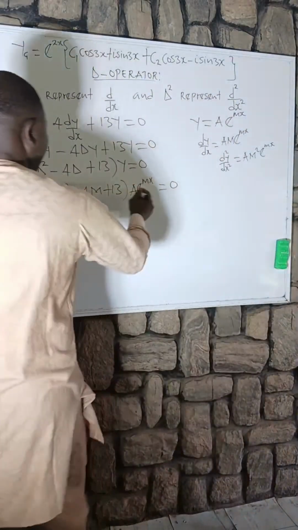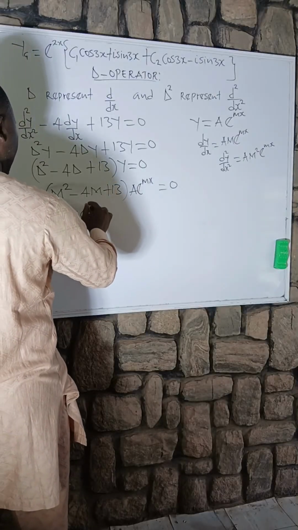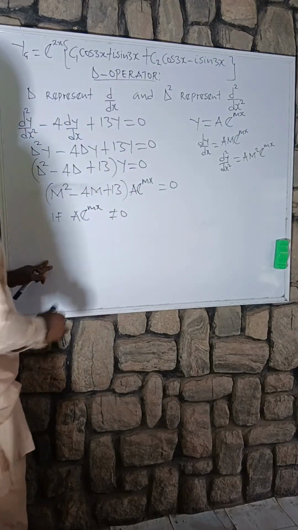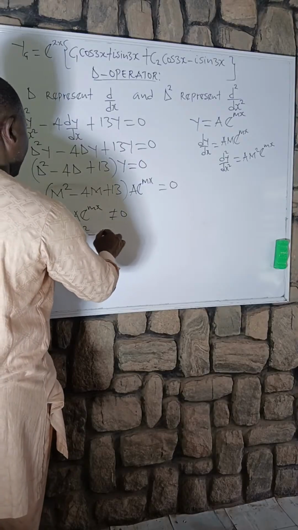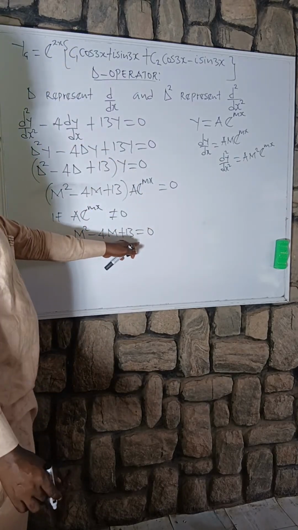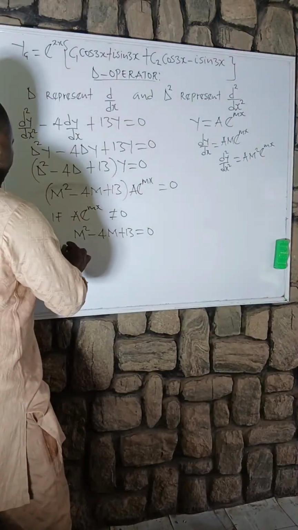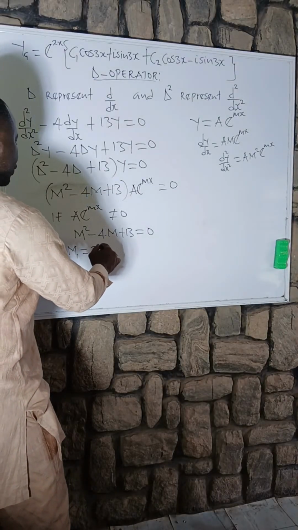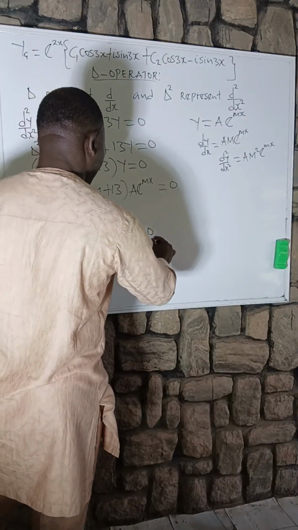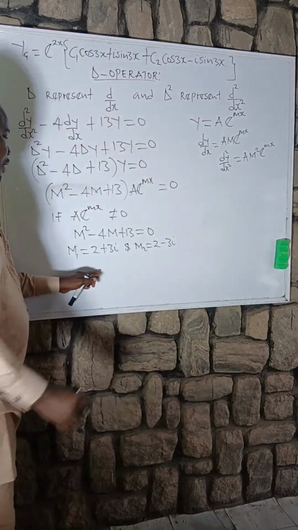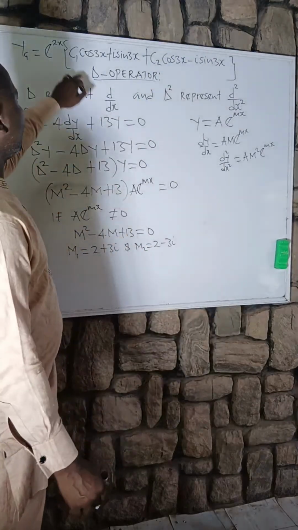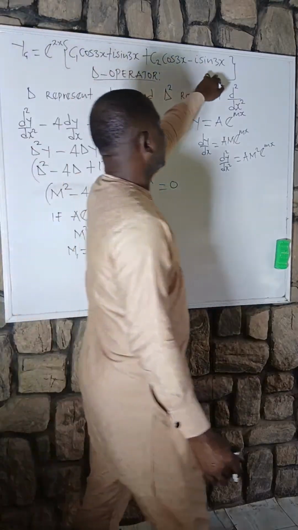Because at the end of the day, if a exponential mx is not equal to 0, it means this is your auxiliary equation. The auxiliary equation will now be m squared minus 4m plus 13 equals to 0. So at the end of the day, your m1 will be equal to 2 plus 3i, and m2, we have solved it before, equals 2 minus 3i. And these are complex roots. And for complex roots, the general solution is how it will be.